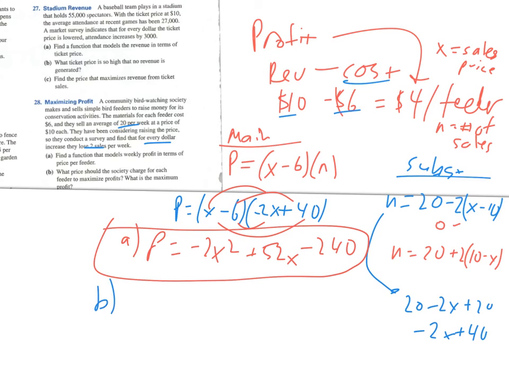Part B asks what price should they charge to maximize the profits. So I'm going to do x equals negative b over 2a. So that comes out to 13. And so that means they should sell these things for $13 each to maximize their profit. If they sell them for more, they're not going to get enough customers to make that up. If they sell them for less, they're not going to make enough money, even though they have more customers. And then we'll find out what that max profit is by plugging this in.